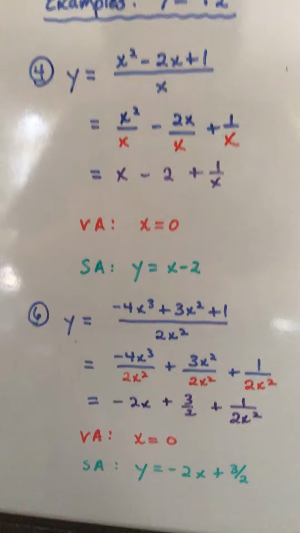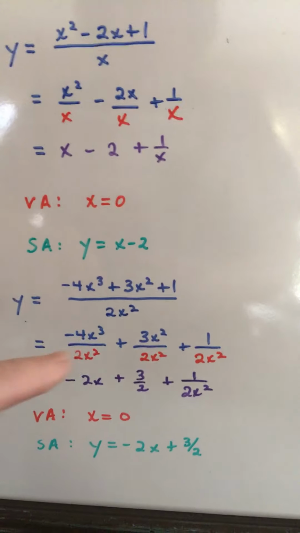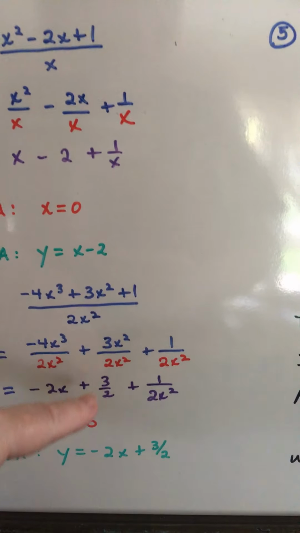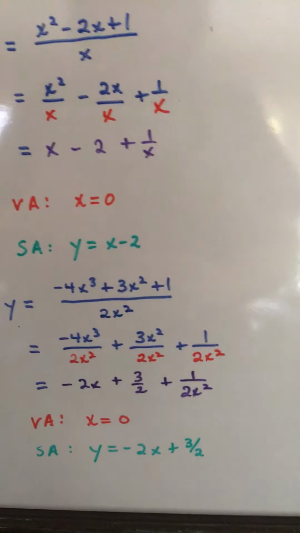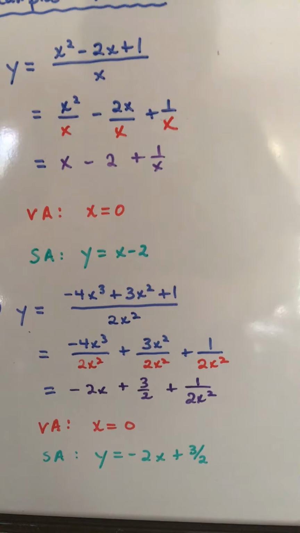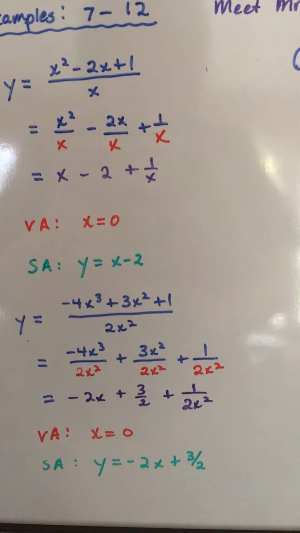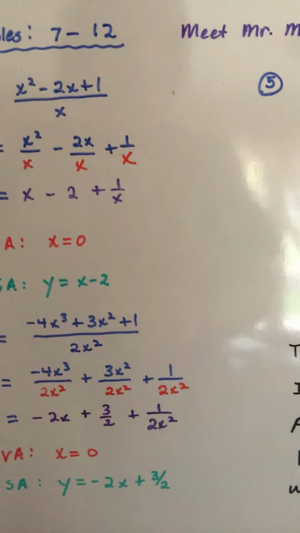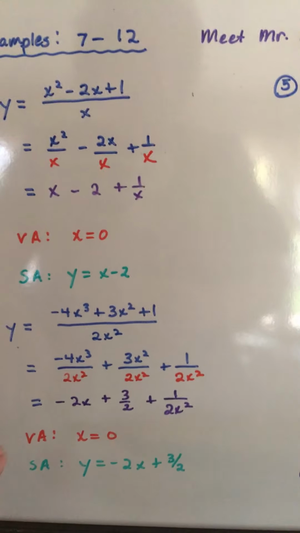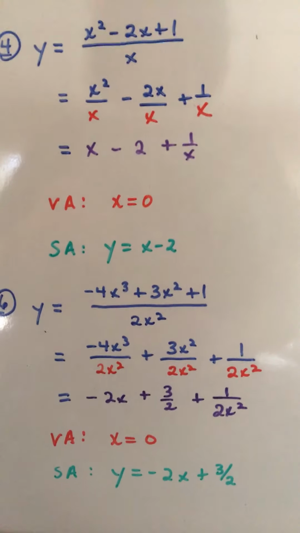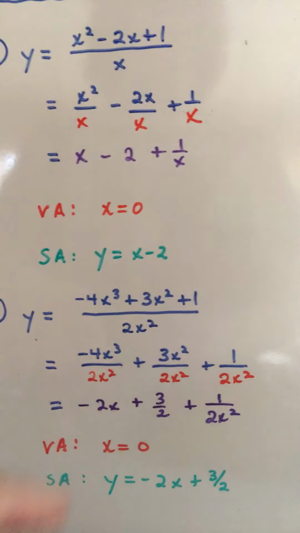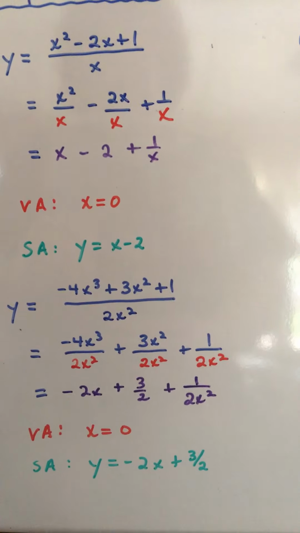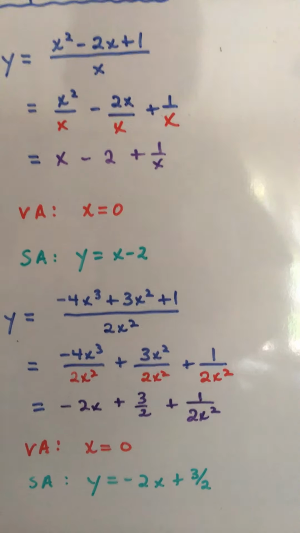One more of these. When I go through and say 2x squared, hello, -4x cubed, hello, 3x squared, hello, 1. And we do the reducing and get -2x plus 3/2 plus 1 over 2x squared. Again, what makes the denominator 0 is 0, so the vertical asymptote is x equals 0, and the quotient without the remainder is the slant asymptote, y equals -2x plus 3/2.